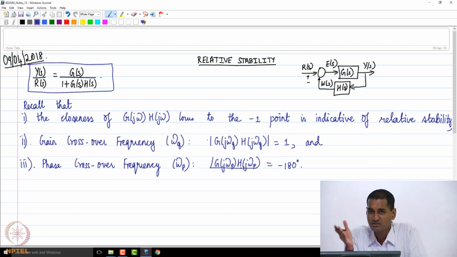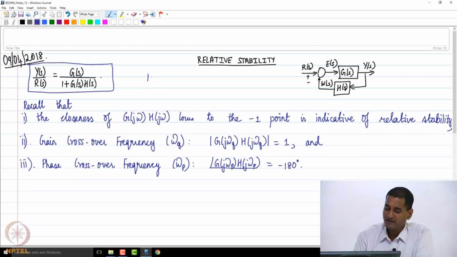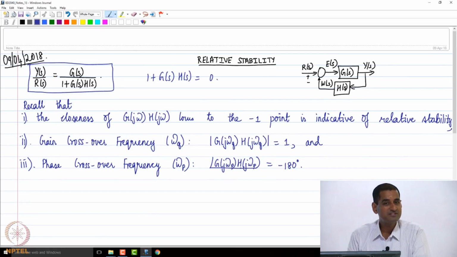Because when does a stable system become unstable? When its poles cross over. When they cross over, s is of the form j omega. And our closed loop characteristic equation is 1 plus G(s)H(s). So when s is of the form j omega, we get 1 plus G(j omega)H(j omega) equals 0. That means G(j omega)H(j omega) equals -1 when the poles cross over. That is why how close my plot of G(j omega)H(j omega) is to the -1 point in the G(s)H(s) plane is an indicator of relative stability.